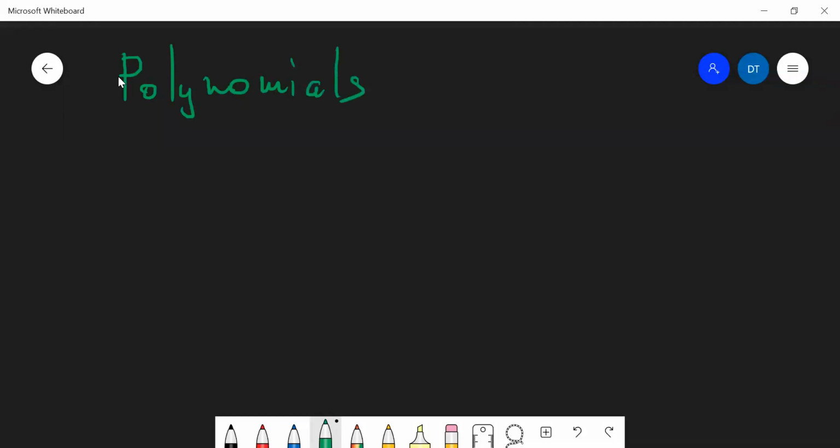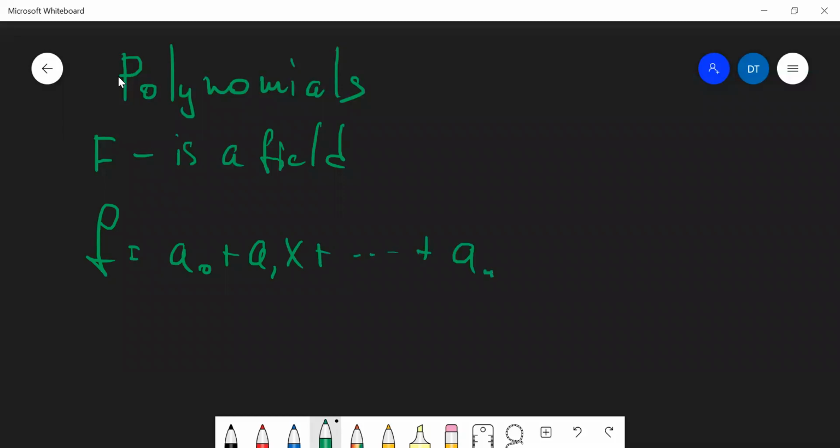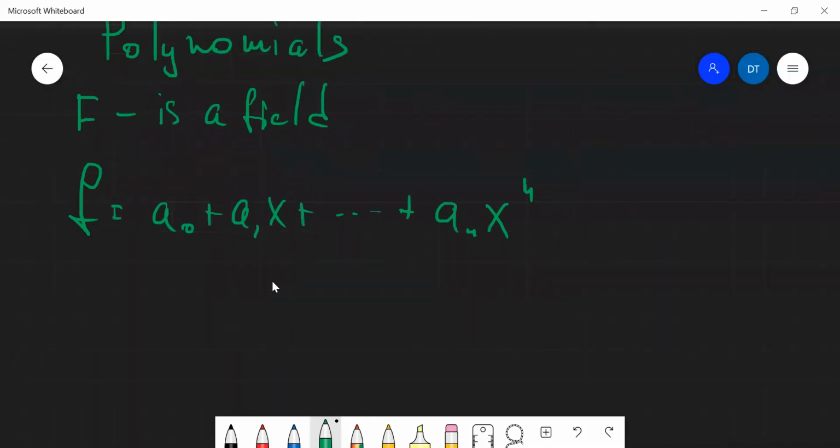So first of all, I want to fix a field. So let F be a field. So what's a polynomial over the field F? A polynomial is a picture of this form: a0 plus a1 x plus and so on plus an x to the n. Here, these things like a0, a1, an are just elements of the field F.